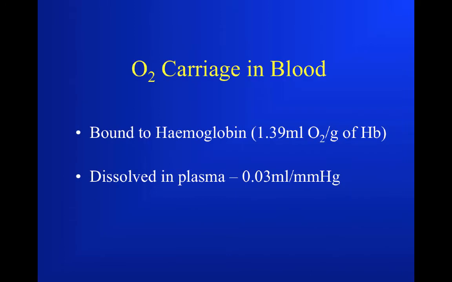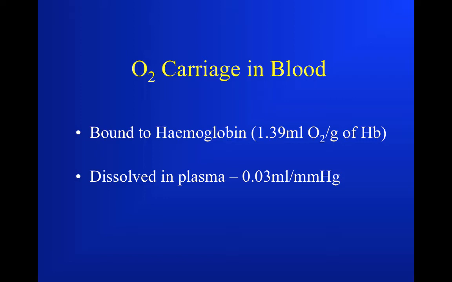When we look at oxygen carriage in the blood itself, once it has exited the alveoli, then we know that it is carried in two ways. Firstly, and primarily, oxygen is bound to haemoglobin, with around 1.39 mLs of oxygen transported per gram of haemoglobin. The second way oxygen is transported in blood is dissolved directly in the plasma.